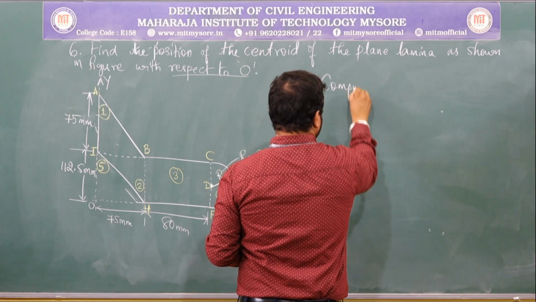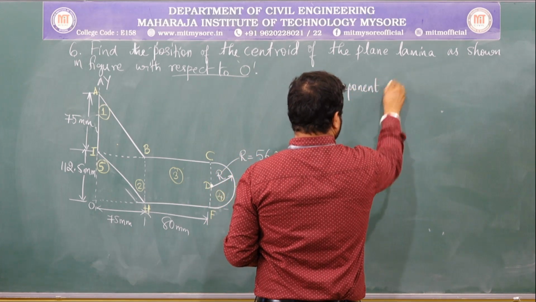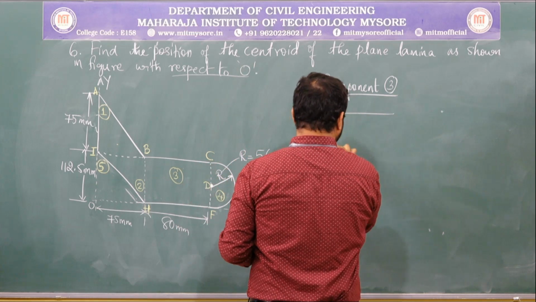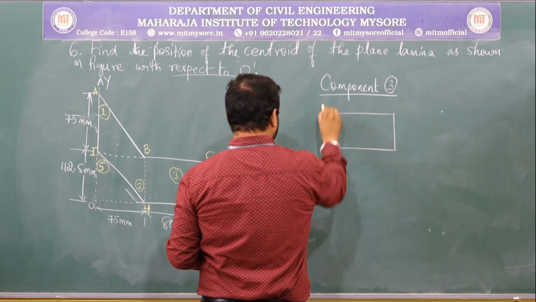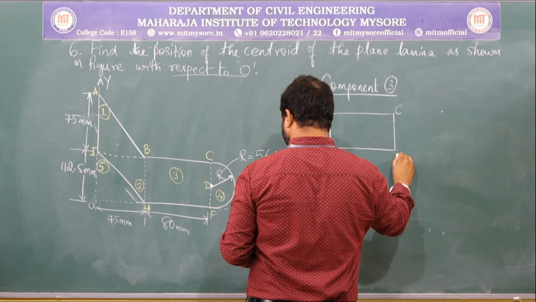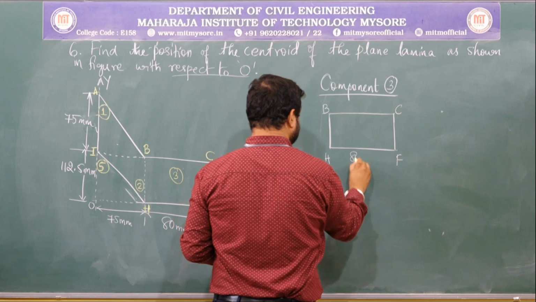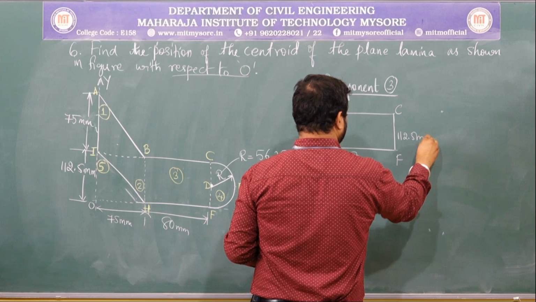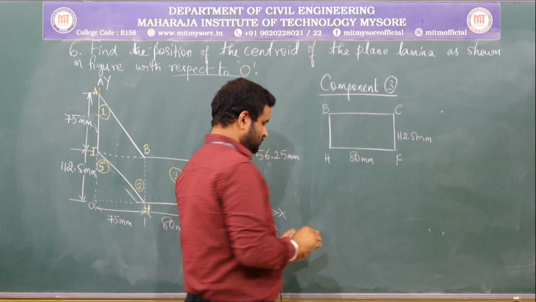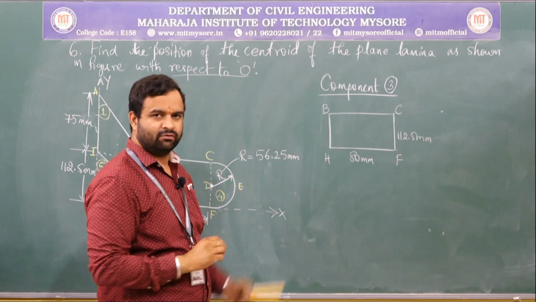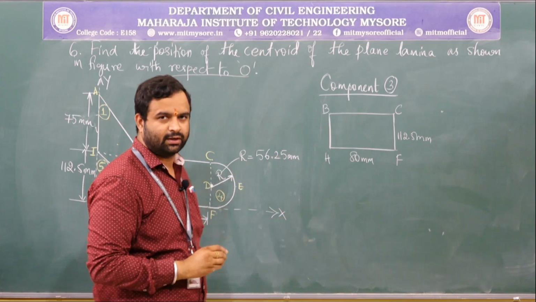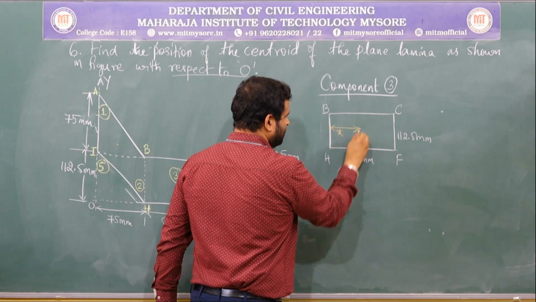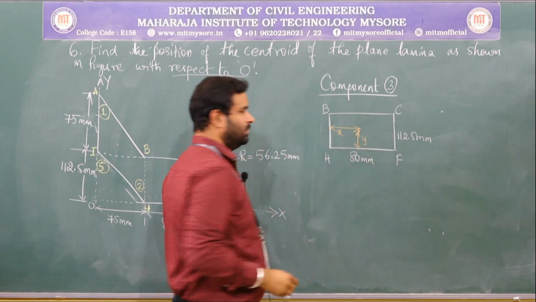Component 3, that is a rectangle B, C, F and H. This is 80 mm and this is 112.5 mm. So, now you know how to locate the centroid. Where does the centroid of this rectangular component lie? It is exactly at center. So, this will be its x component, this will be its y component.